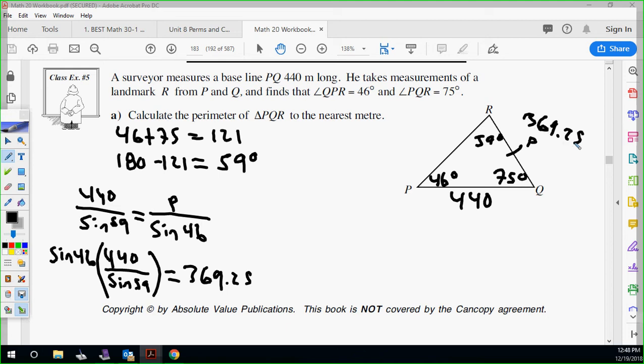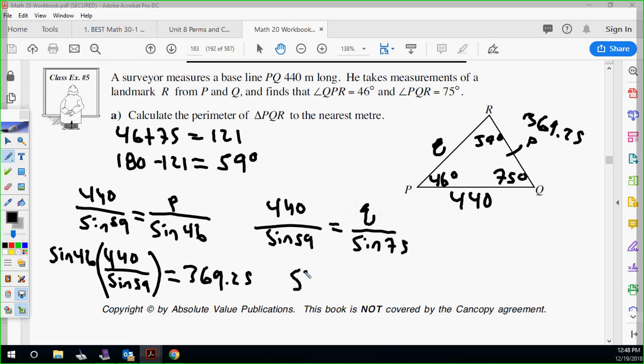Okay, and we'll do the other one. Same exact setup, but we have sine of 75 on the bottom, and it makes side Q. So 440 over sine 59 equals side Q over sine 75. Times the sine 75 over. That gets you your side. The other side is 495.83.